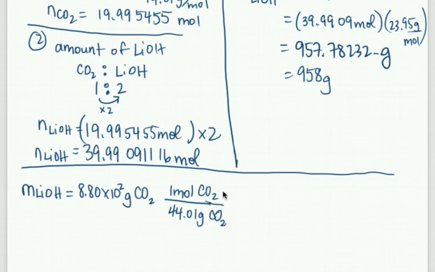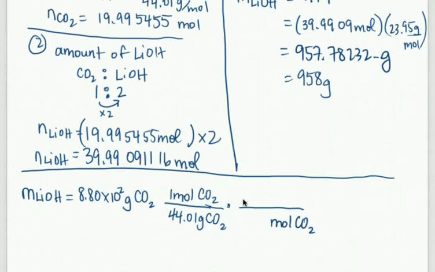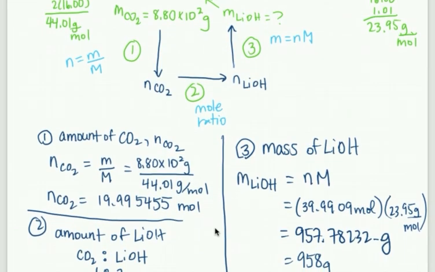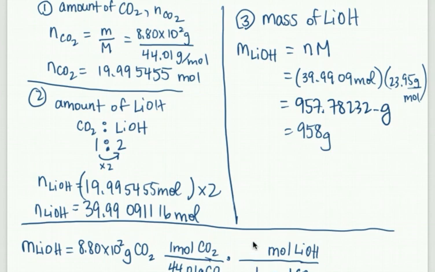Okay, so that's step 1. Now we have to use the mole ratio. Again, I'm always going to put the one I already know at the bottom, because we want to cancel it out. The one that you don't know goes at the top, which is the lithium hydroxide. Now you check your balanced chemical equation, and you find, oh, it's a 1:2 ratio, 1 carbon dioxide to 2 lithium hydroxides.